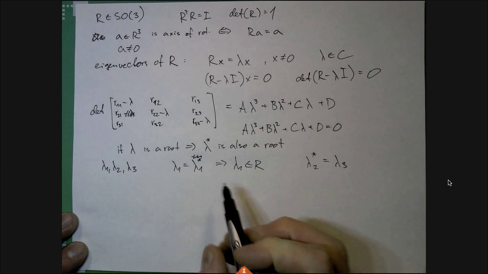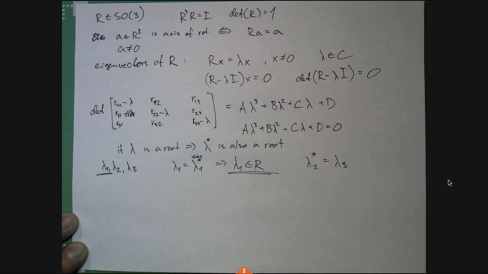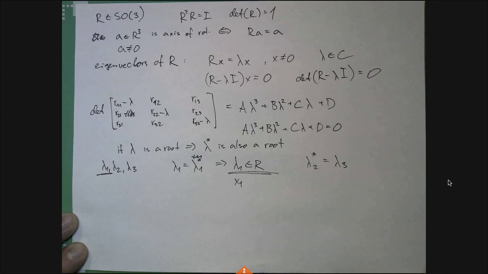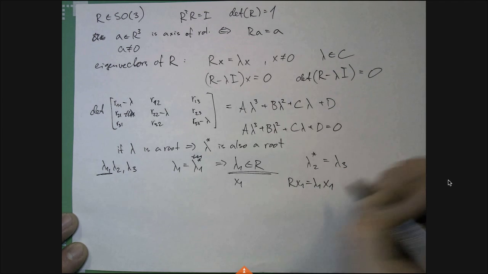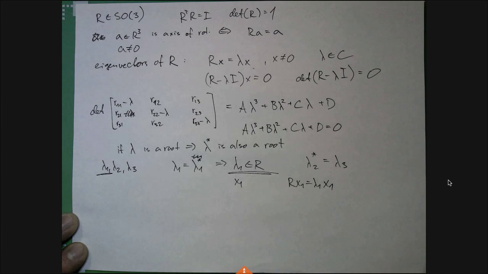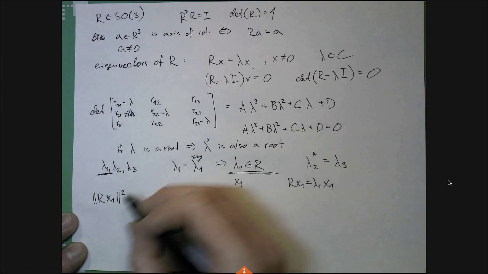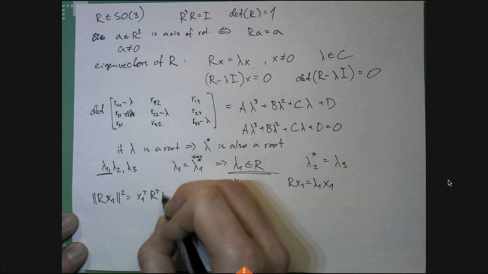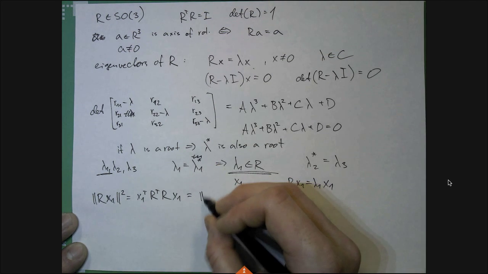So let's assume, without loss of generality, it's lambda 1. Let's assume that lambda 1 is real, and that its corresponding eigenvector is x1. That means I have Rx1 equals lambda 1 x1, from the eigenvector definition. Let's take a look at the norm of Rx1 squared. That would be x1 transpose R transpose Rx1. But R transpose R is identity, right? So this is just the norm of x1 squared.